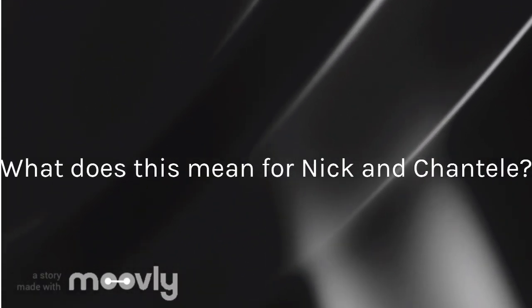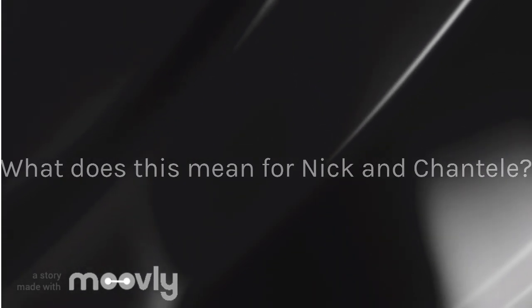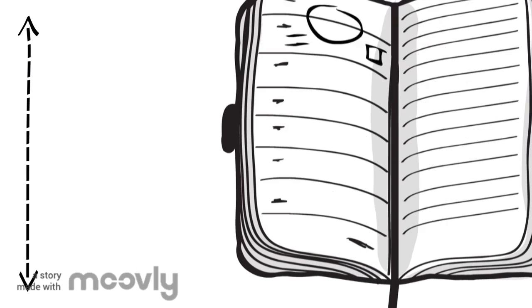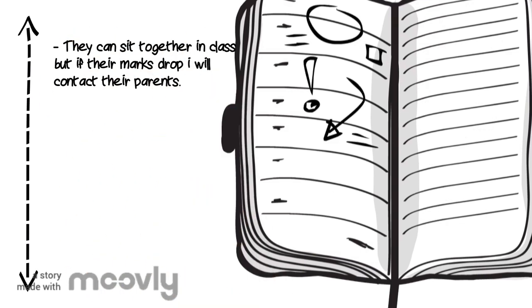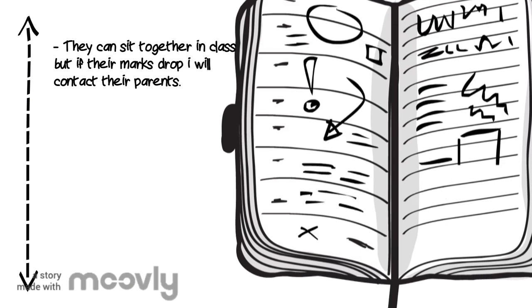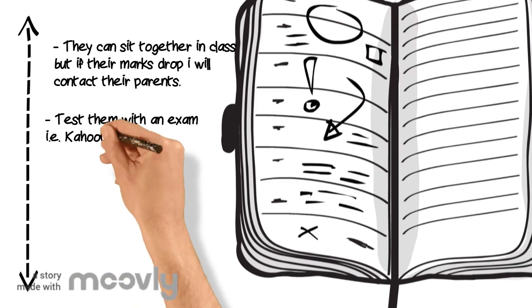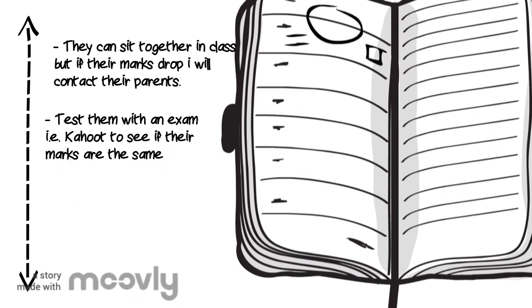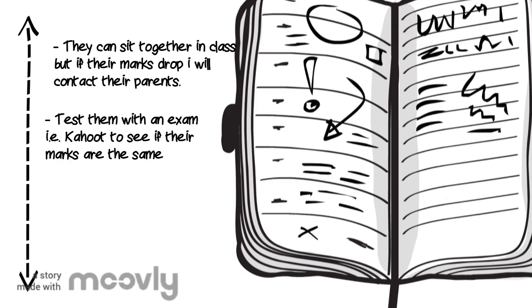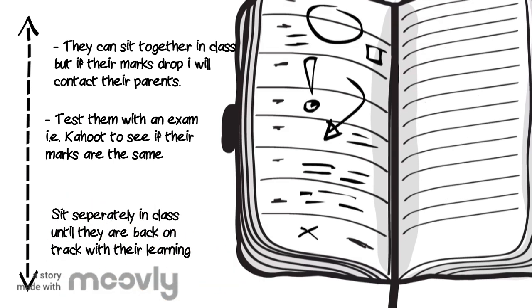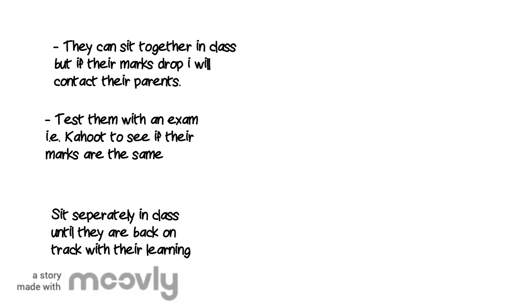So what does this mean for Nick and Chantel? I would give them some freedom in the decision making for the consequences of their behaviour by giving them different options. They can sit together in class, but if their marks drop, I will contact their parents. I can test them with an exam, i.e. Kahoot, to see if their marks are still the same, or they can sit separately in class until they're back on track with their learning.